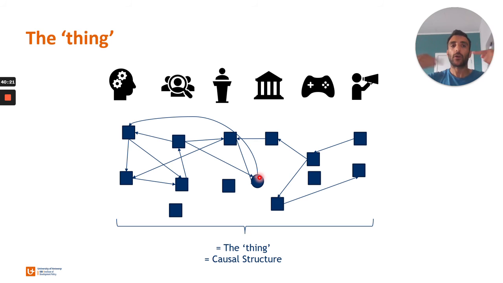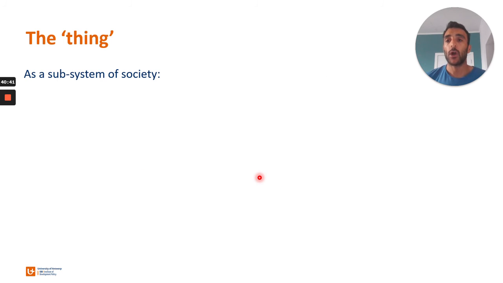Again, we are repeating words that we've been hearing from the beginning on. The interrelationships between the constituting components, the interactions between the components, those form the causal structure which leads to a specific mechanism, or that constitute a mechanism. So we can actually see those causal structures as subsystems of society, right?